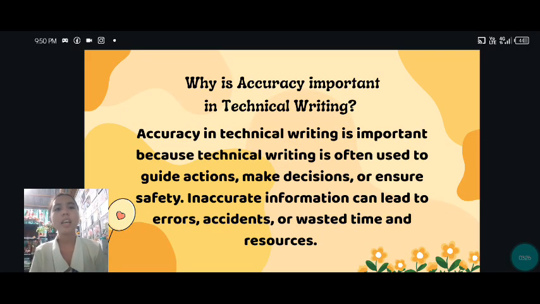Now let's have, why is accuracy important in technical writing? So accuracy in technical writing is important because technical writing is often used to guide actions, make decisions, or ensure safety. So if the information in technical writing is inaccurate, it may lead to errors, accidents, or wasted time and resources. Therefore, technical writing must be accurate.